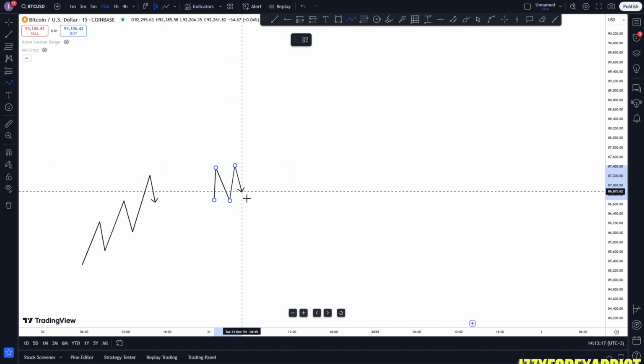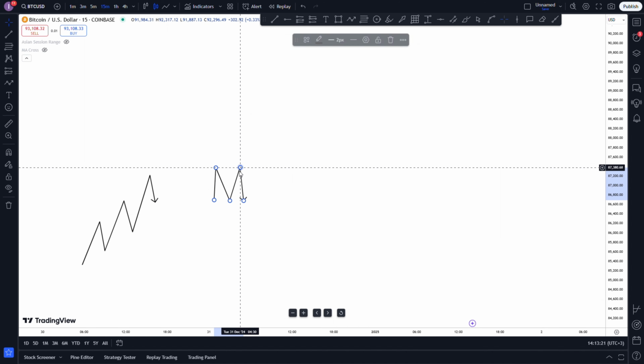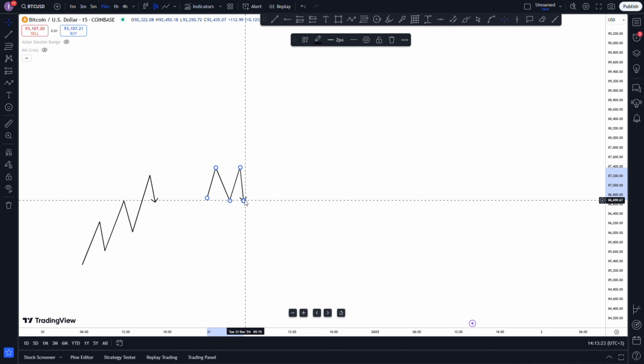In SMC, we also have a ranging market. A ranging market does not create higher highs, higher lows. It's always ranging. It's not bullish, it's not bearish.